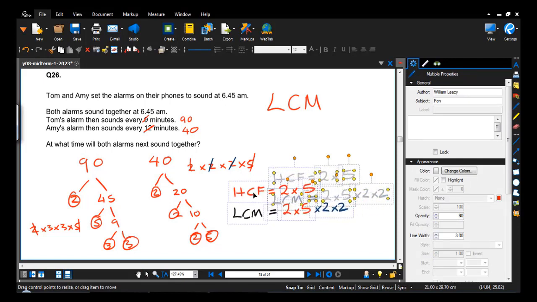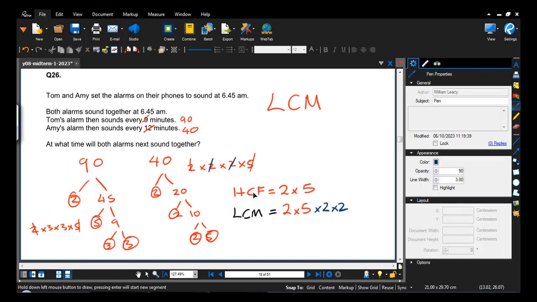Down to here. Now, what else do we have left? We have a 3 times 3, so times 3 times 3. So you just do that and you get your answer.